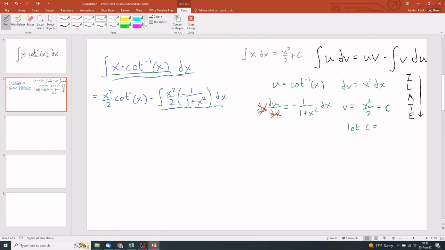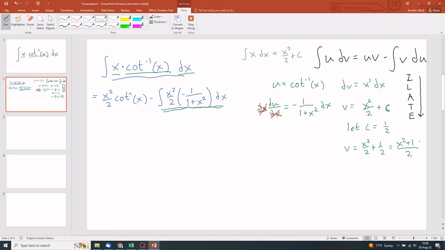To give you a hint, if we go back here to this integral, I want something to cancel. I want this 1 plus x squared to cancel. So think about that. What value of c would you choose in order to make it so this 1 plus x squared cancels with something? And the answer is going to be 1/2. Okay, so now we get a new v. It's going to be x squared over 2 plus 1/2.